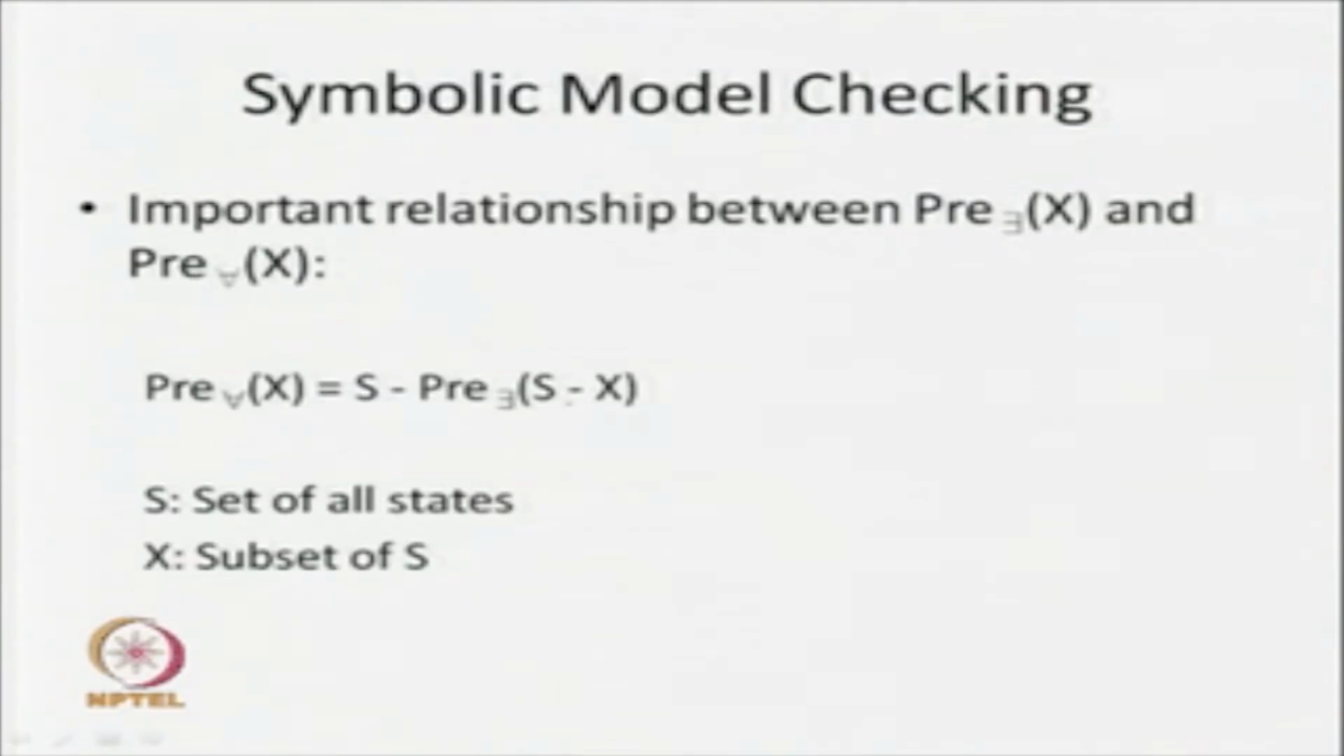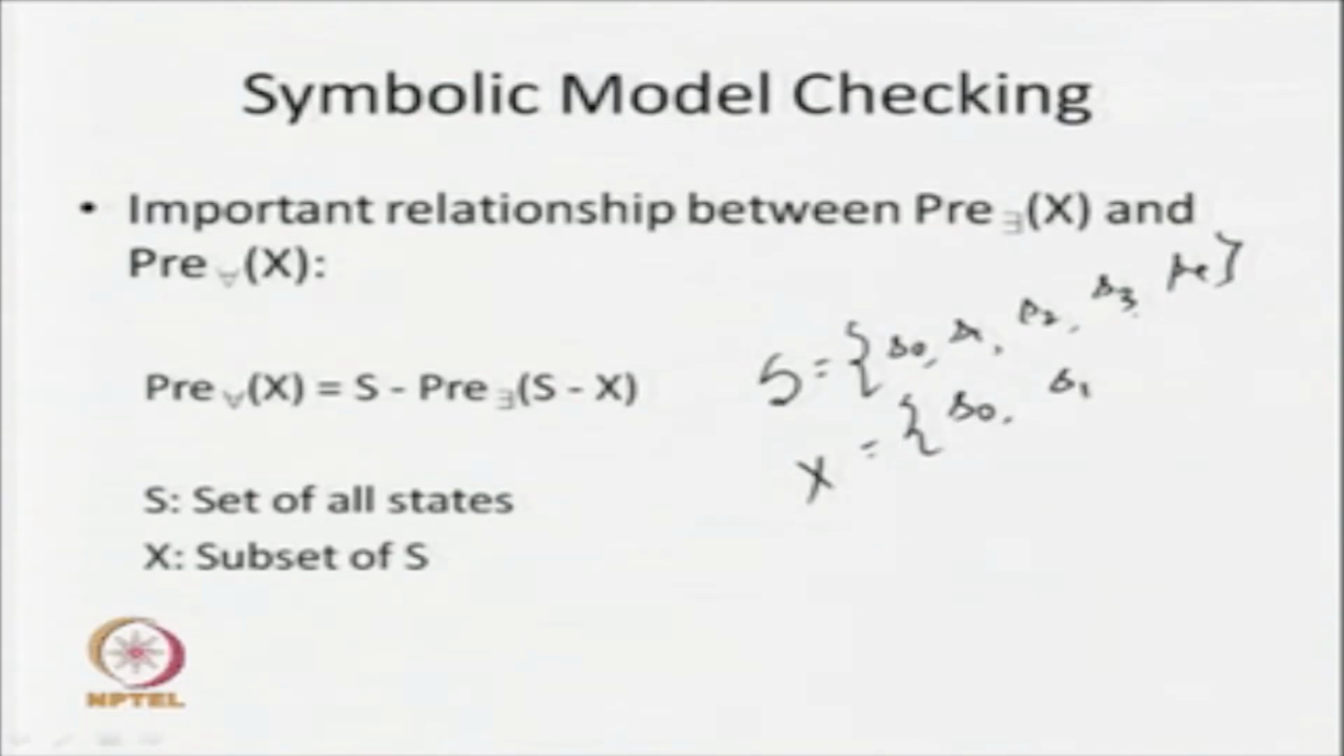Now, say I am having a given set of states, say s is equal to s 0, s 1, s 2, s 3, s 4. Okay. Now, say that I am having a subset x which is having s 0 and s 1. Now, in this particular case, if I am having s 0 and s 1 in x like that, then what is my s minus x? S minus x is basically S 2, S 3, S 4.